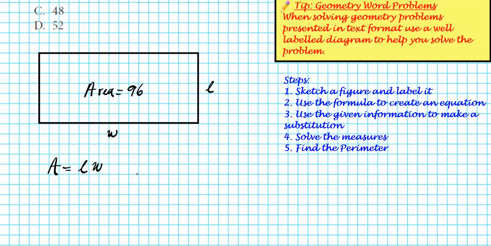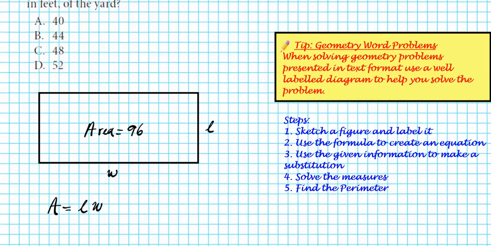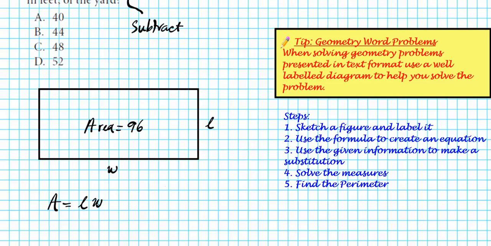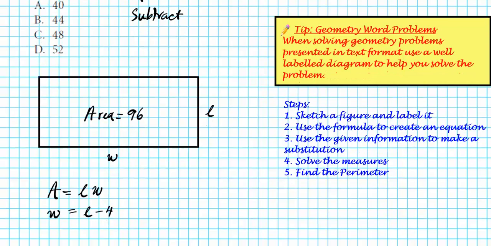Now, there is a relationship, though, between the length and the width of this rectangle. It states here that the width is 4 feet less than the length. What operation is less than? Less than is subtract, okay? So to get the width, we have to take away 4 from the length. So the width is going to be L minus 4, okay?